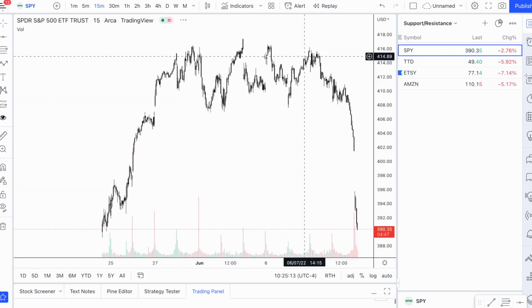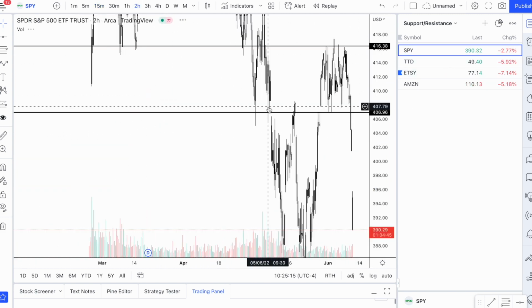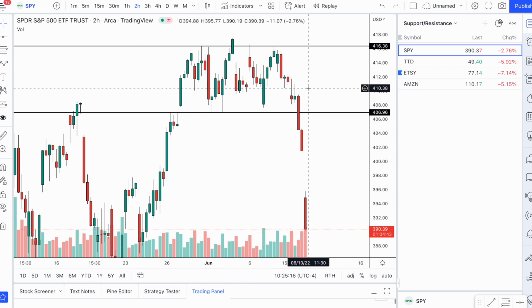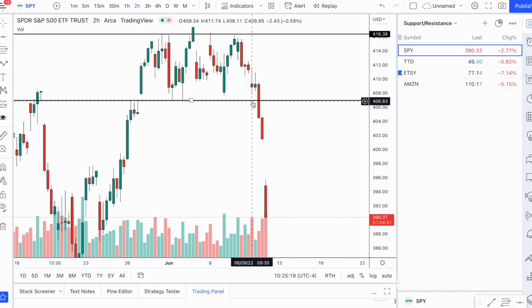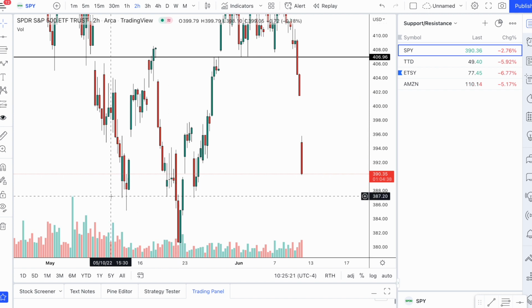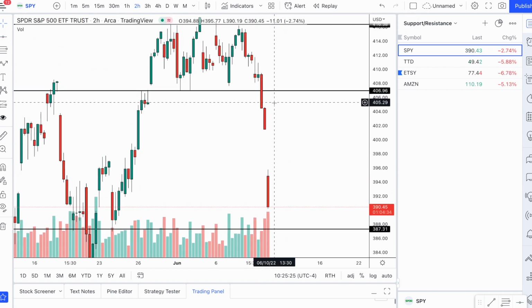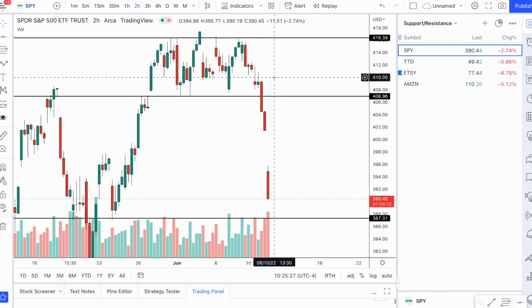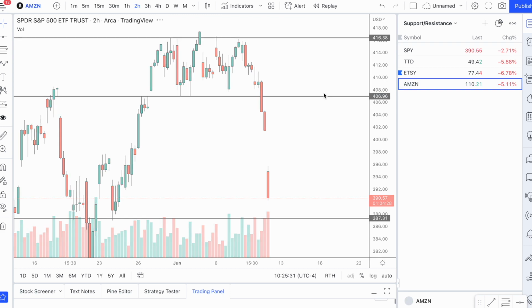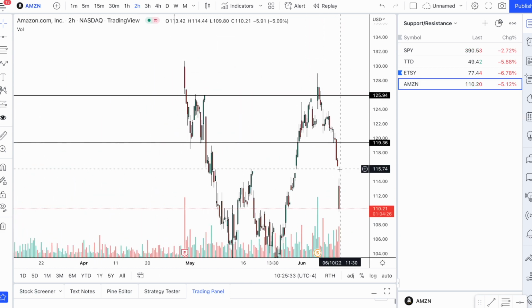If I go back to SPY, if you played the short out of this support resistance zone here, as price breaks support, the next support line isn't until all the way down here, right around there. So you could get short here, target down here, put a stop if we get back above this support zone here. One more example is going to be Amazon.